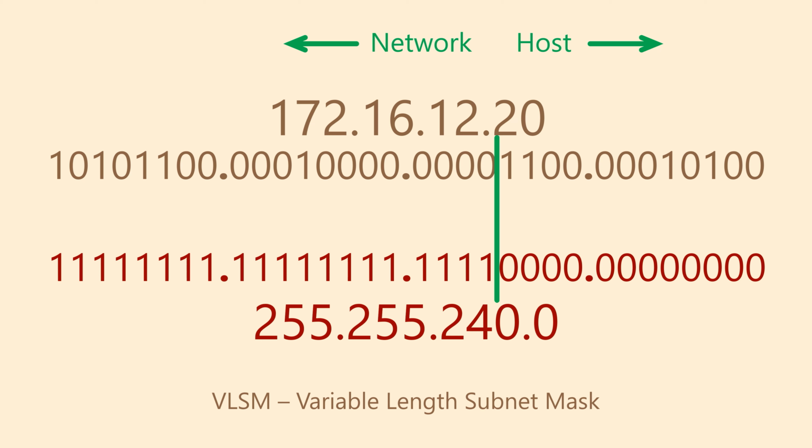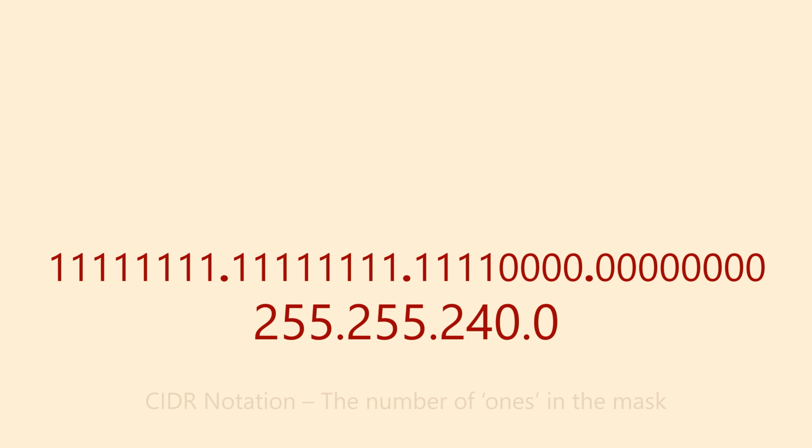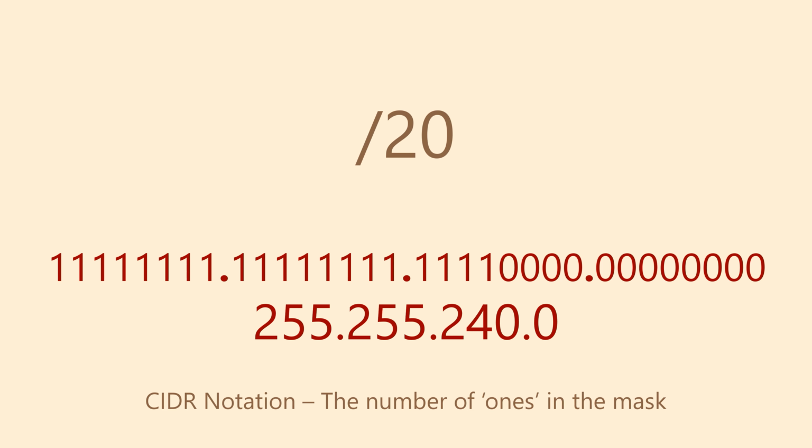Dotted decimal notation is one way of displaying a subnet mask. Another way, which is usually nicer, is CIDR notation. This stands for Classless Inter-Domain Routing. This is a / followed by the number of ones in the mask. In this example, there are 20 ones. In CIDR notation, that would be /20. We will use both types of notation throughout this course.